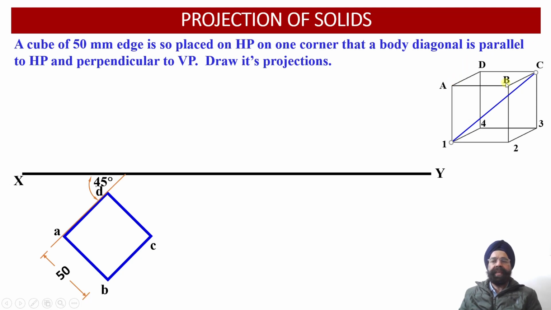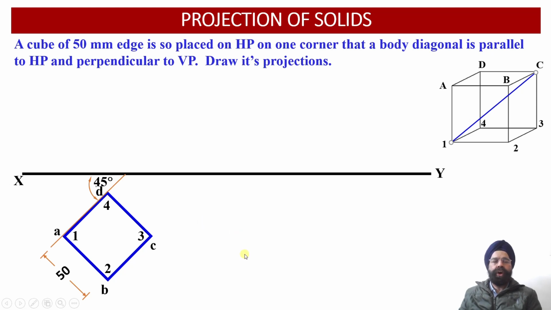So A, B, C, D, this is the top face of the cube, whereas 1, 2, 3, 4 happens to be the base of the cube. So the base of the cube, we have labeled it on the interior side of this square construction, whereas A, B, C, D, we have marked as the top face of the cube.